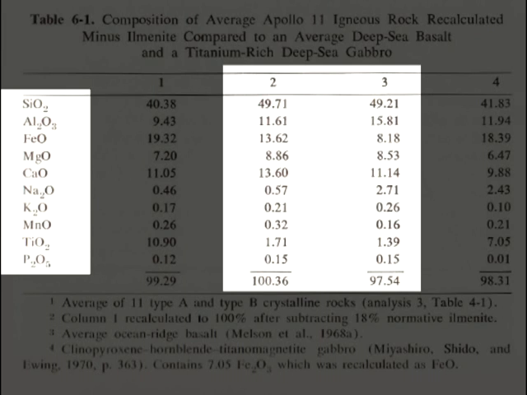Apollo 11 samples are 0.21% potassium oxide, deep-sea basalts are 0.26%. Apollo 11 samples are 0.32% manganese oxide, sea basalts are 0.16%. Apollo 11 samples are 1.71% titanium oxide, sea basalts are 1.39%. And finally, both Apollo 11 samples and deep-sea basalts are 0.15% phosphorus pentoxide.